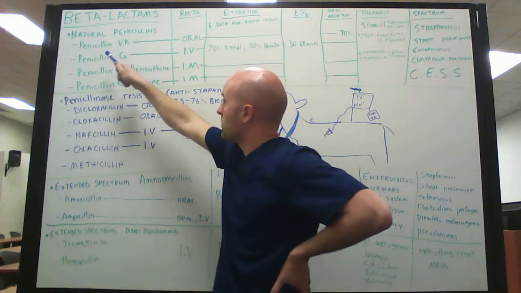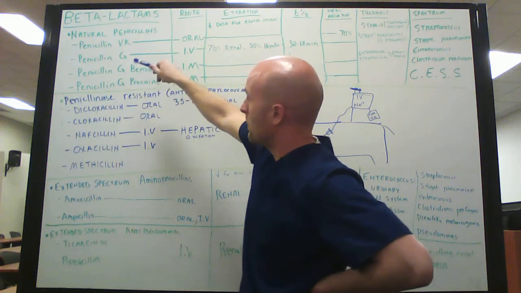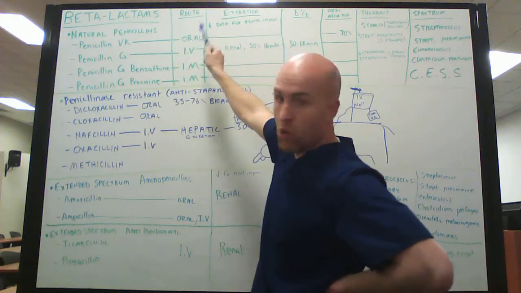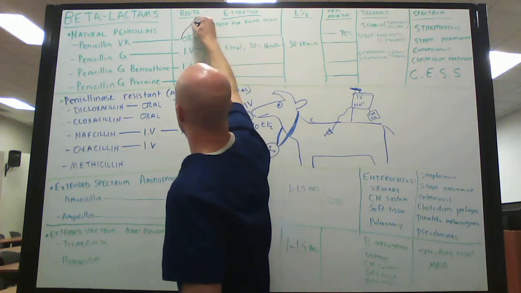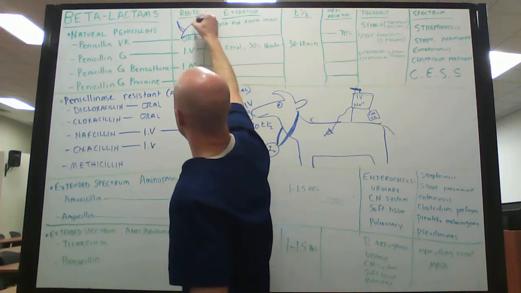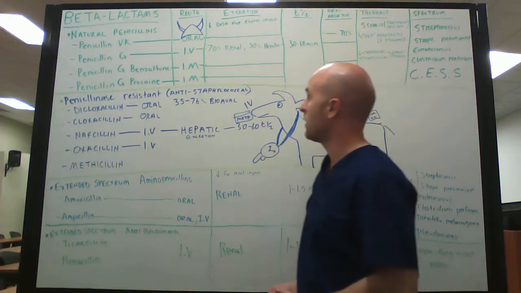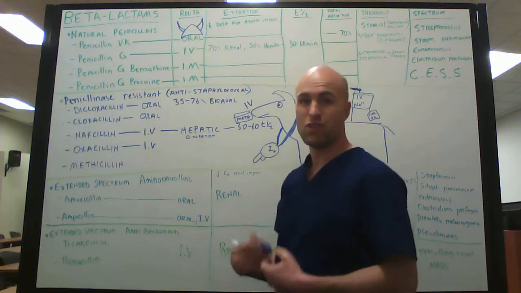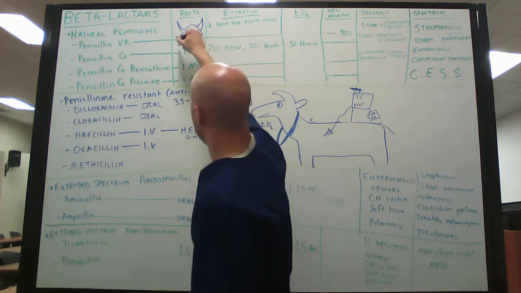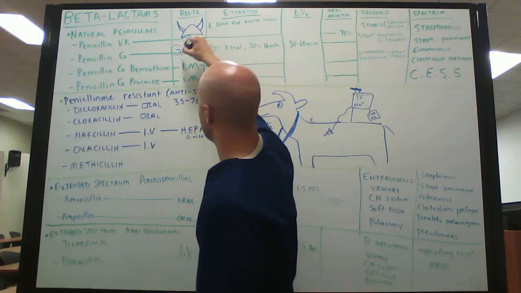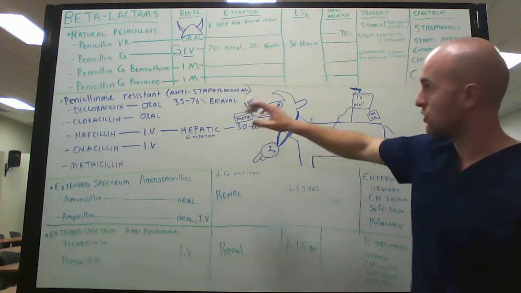First of all, penicillin. All these natural penicillins have the word penicillin in them. So penicillin VK, you're going to remember that it's orally given because Vikings eat a lot. Here's a picture of a Viking helmet with the horns on it, so you remember oral. Next we have penicillin G. G is given IV. G, given, IV, GIV.